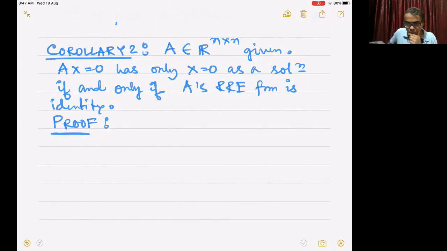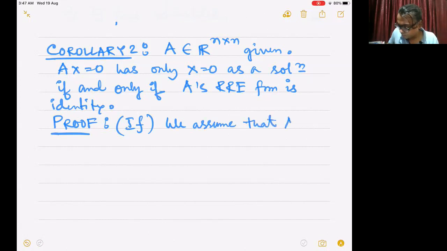So in this case, what are we going to do? If and only if. So let us prove the if part first. What does that mean? This means we assume that the RRE form is indeed identity.